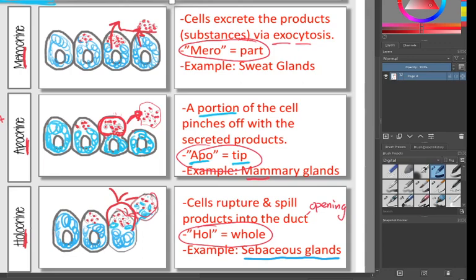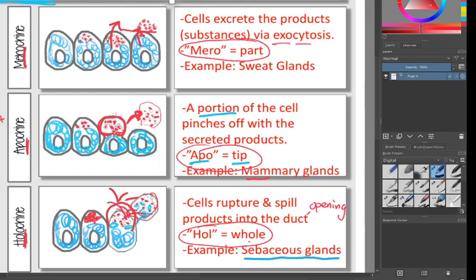Lastly, we have the holocrine glands, which rupture and spill products into the duct or opening or whatever you want to call some type of place for the product to go. So holo means whole, and an example is the sebaceous gland. Sebaceous glands are these glands on the face that produce the oils. They sometimes like to get blocked, and so when they get blocked, you get acne and you get zits. And so what happens is that zit starts to build up and build up and build up. Again, this is the cell, not your pore, but it builds up and builds up, and eventually it pops, okay?